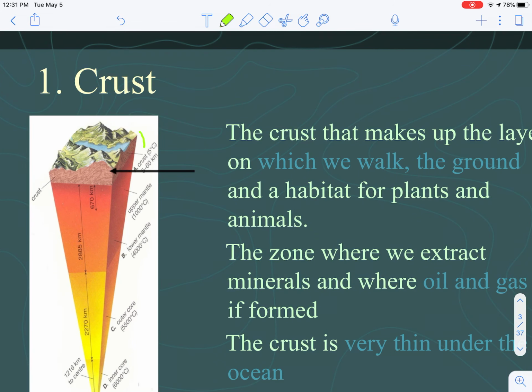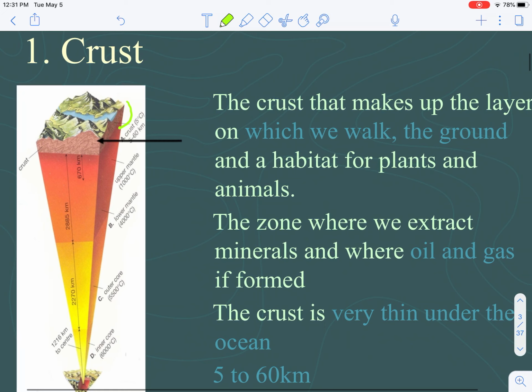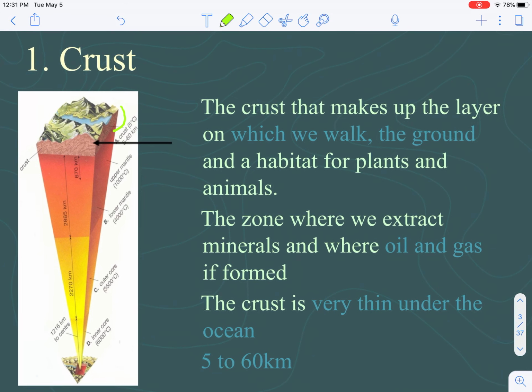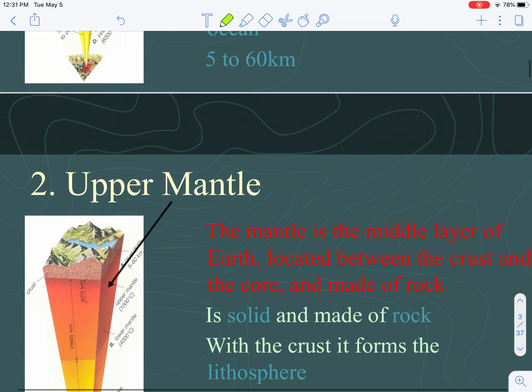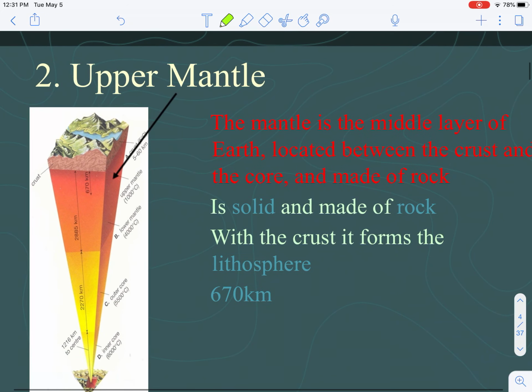So, first of all, looking at the parts of the Earth's crust, the crust part is this very top that's up to 60 kilometers deep, and this is where we form oil and gas, where our plants and animals live, and that crust does go down under the ocean.